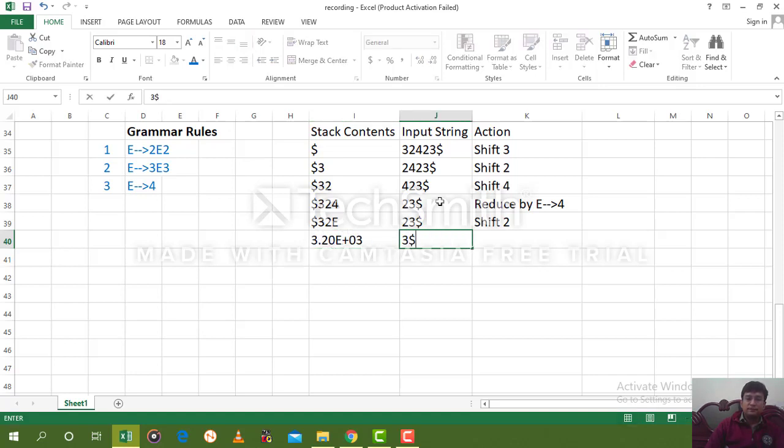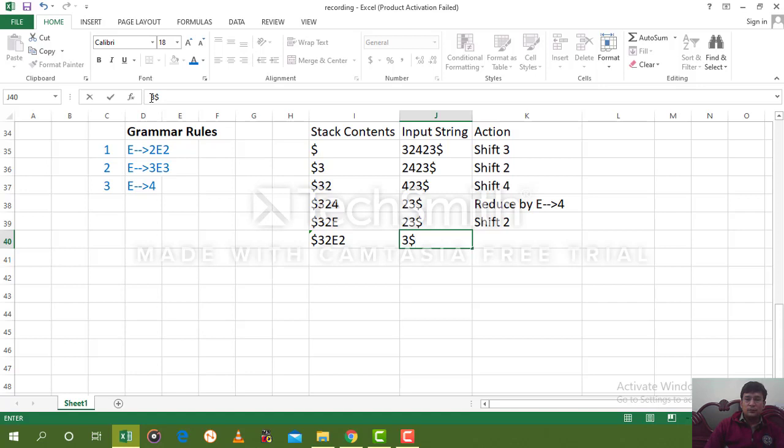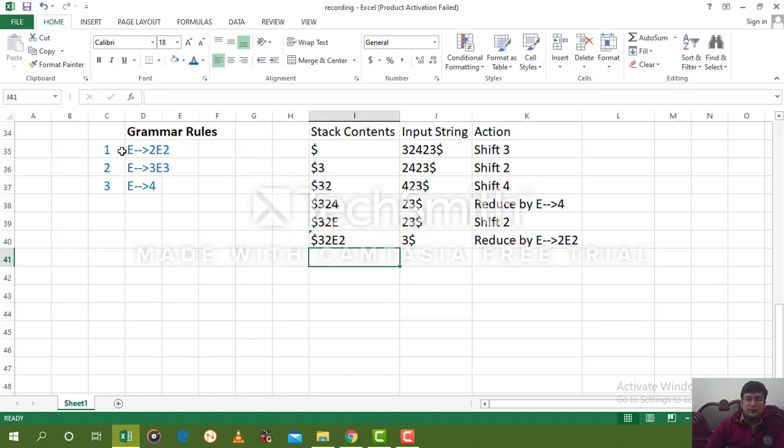Now we can see that in the stack we have 3, 2, E, 2. If you see 2E2, there is a grammar rule, rule 1, which says E produces 2E2. So we can convert this 2E2 to E, the left hand side symbol. So we are using production rule 1, reduce by E produces 2E2.